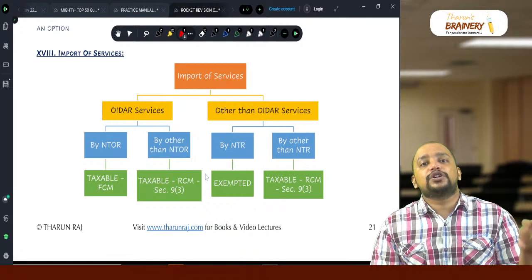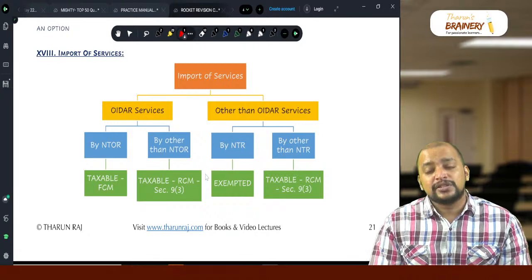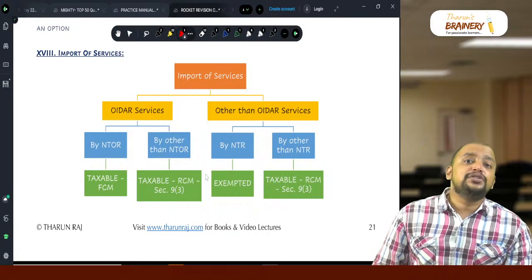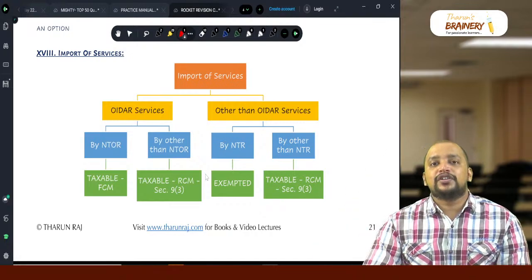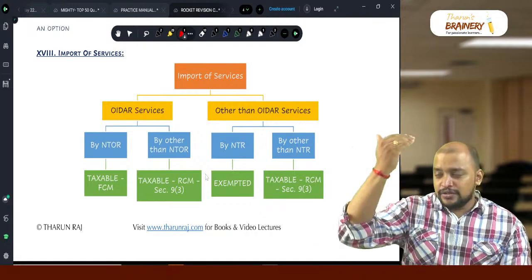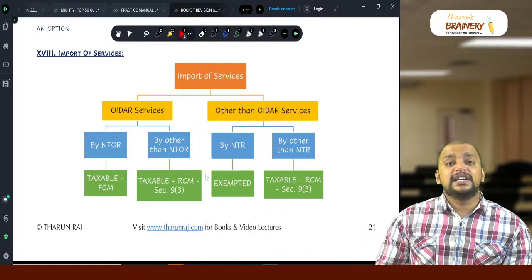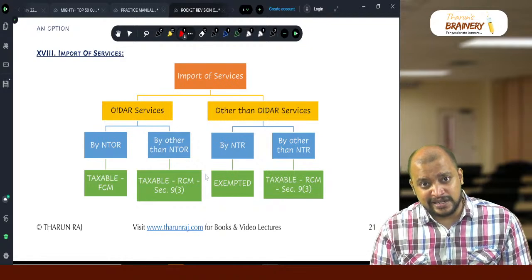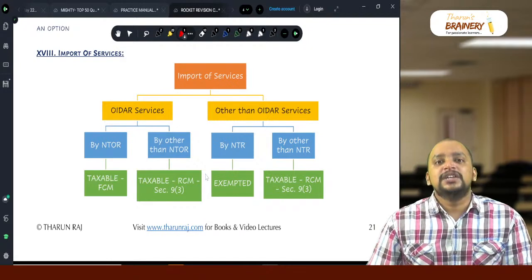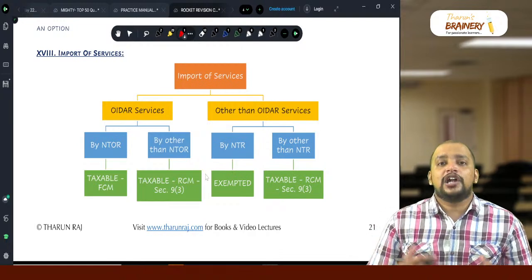What if it is imported by a company for giving it to their employees? Then in that case, even though it is for personal purpose, it is imported by a registered person, therefore it is other than a non-taxable online recipient, so the recipient has to pay GST under RCM. Then, what is other than OIDR services? All other services. If imported by a non-taxable recipient, it is exempted. Who is a non-taxable recipient?